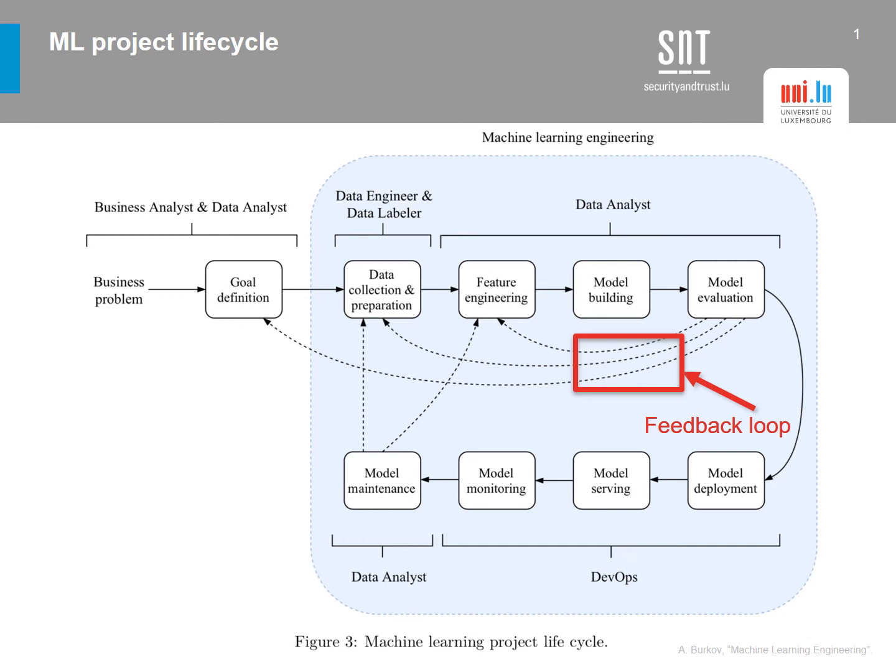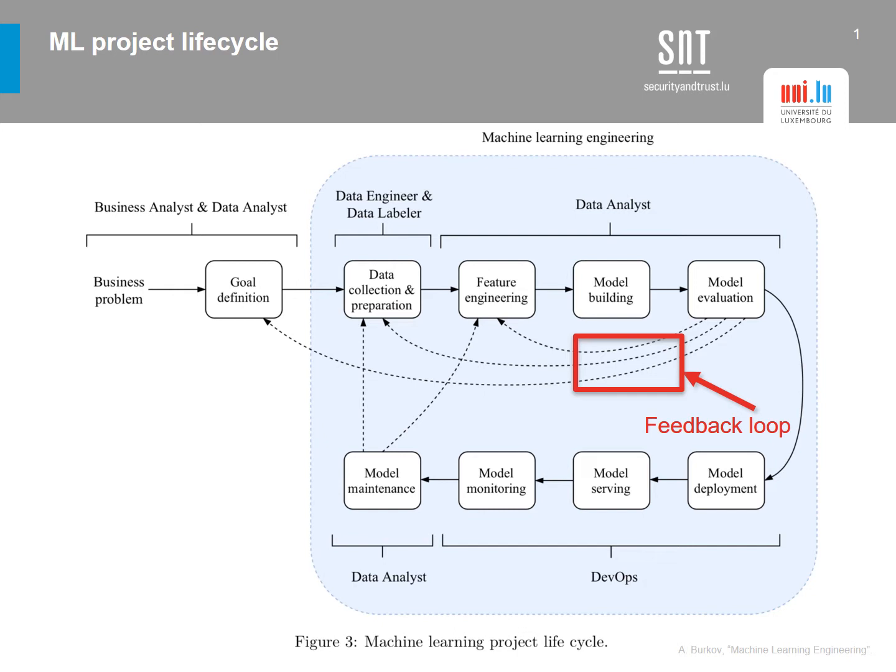One thing that we can see here in the machine learning life cycle is that there are some arrows that point from model evaluation to feature engineering, to data collection and preparation, and to goal definition. We can call these feedback loops.